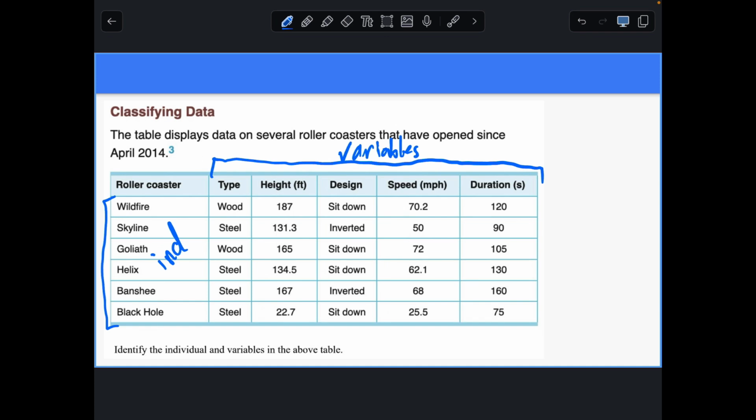Okay, now going back, let's think what type of variables are they? Are these categorical or are these quantitative? The type, would you put that into a category, or is it something that you would count and create an average? That's categorical. Height, that's a number. It's easy to average. That would be a quantitative variable. The design, is it sit down, inverted, etc., right? That is a categorical variable. The speed and the duration, both are numbers, both make sense to average, so those would be quantitative variables.